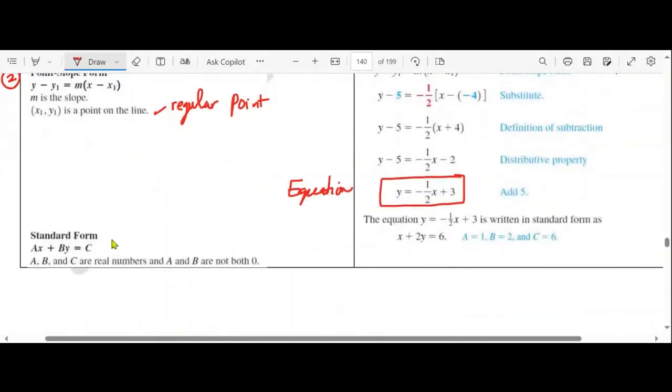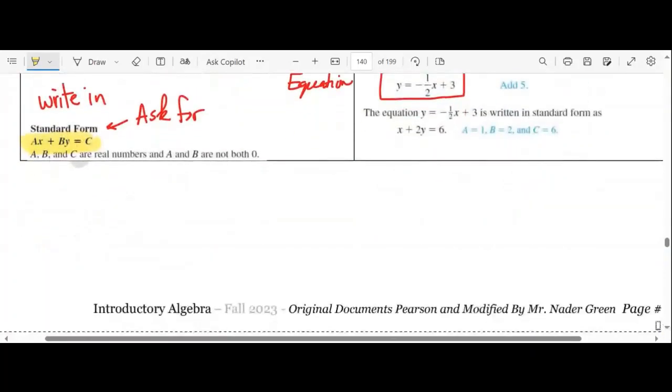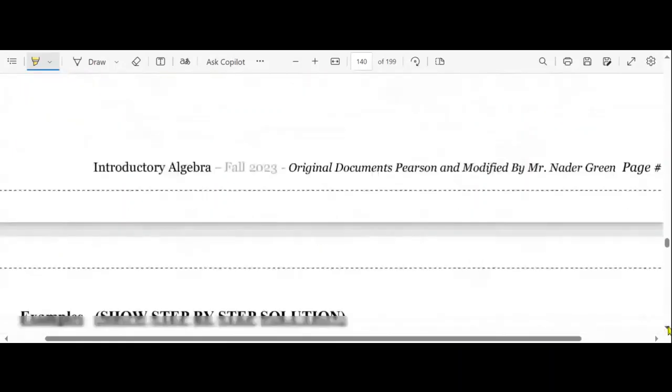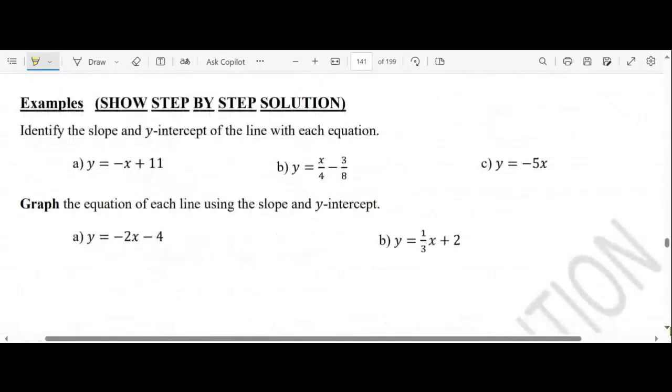Now, one more thing, it's important that you know, sometimes he asks you to write in standard form. So how can you write in standard form? This is how it looks: Ax plus By equals C. The constant is on the right side. Is this clear? Let's start the lesson now.